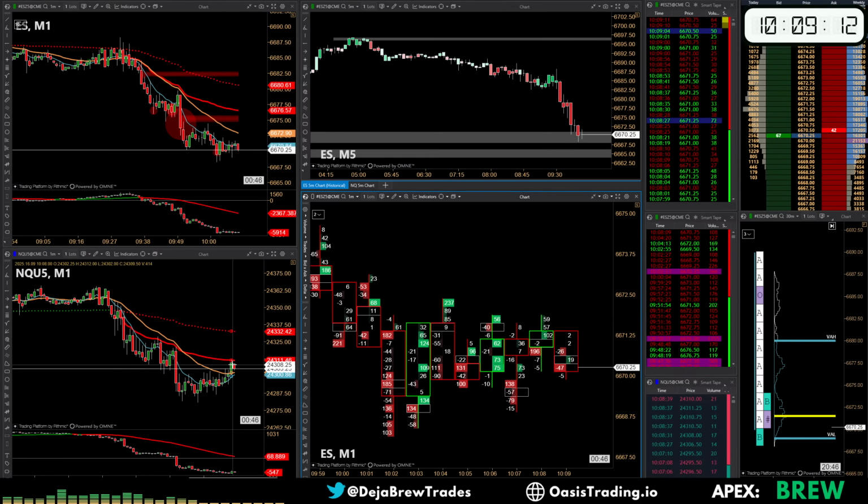Possible bear flag in the VWAP on NASDAQ. This is the weaker VWAP. It's the daily VWAP.